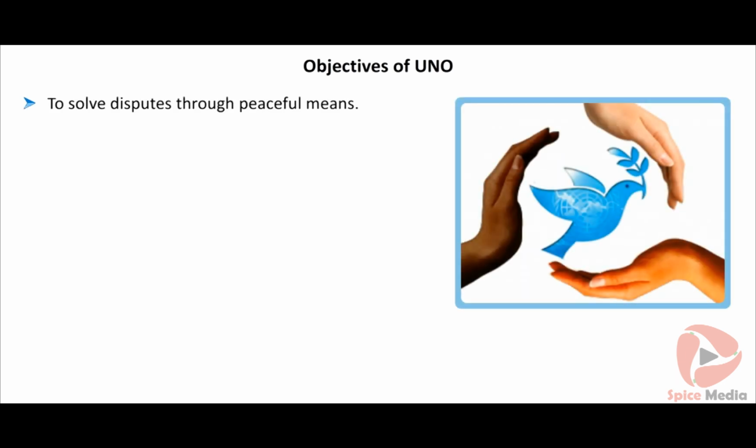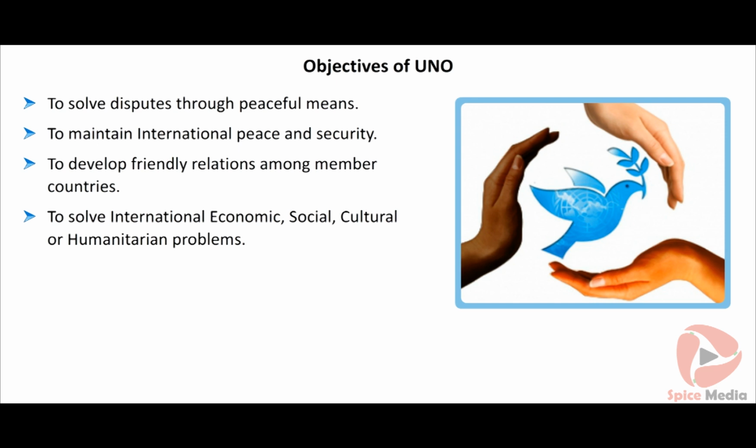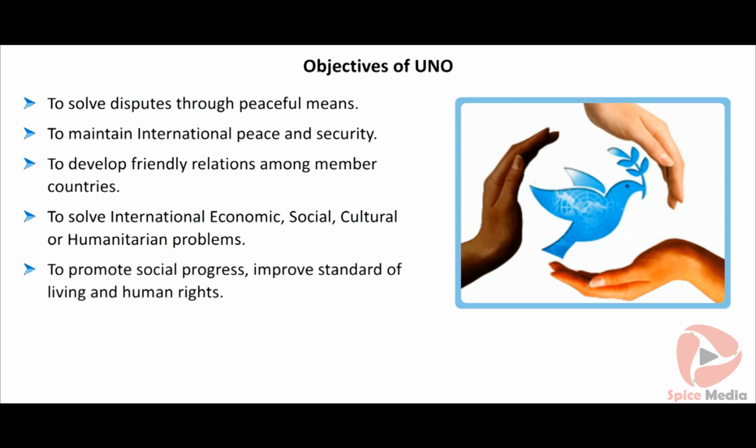Objectives of UNO. To solve disputes through peaceful means, to maintain international peace and security, to develop friendly relations among member countries, to solve international economic, social, cultural or humanitarian problems, to promote social progress, improve standard of living and human rights. UNO Millennium Development Goals.